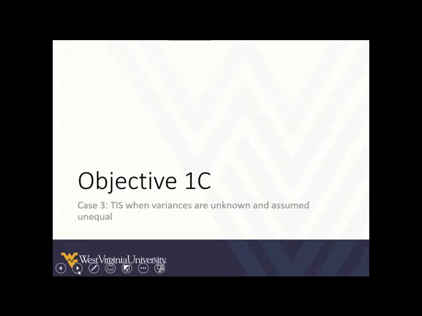This brings us to our third part of objective one, case three, when we do not know our population variances, but we assume they are unequal.